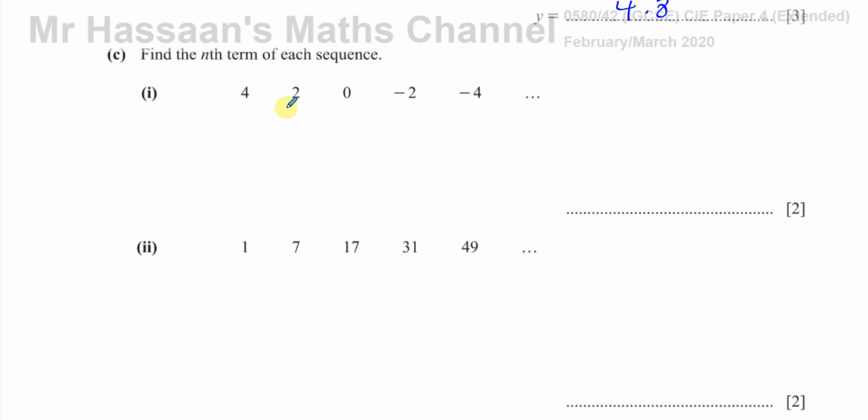So this is about sequences, number patterns and sequences. C part 1, here we have a series of numbers. We have to try to find the nth term of the sequence for each of these, 1 and 2.